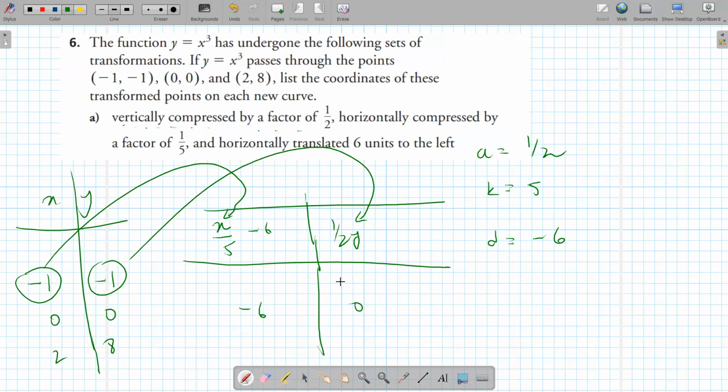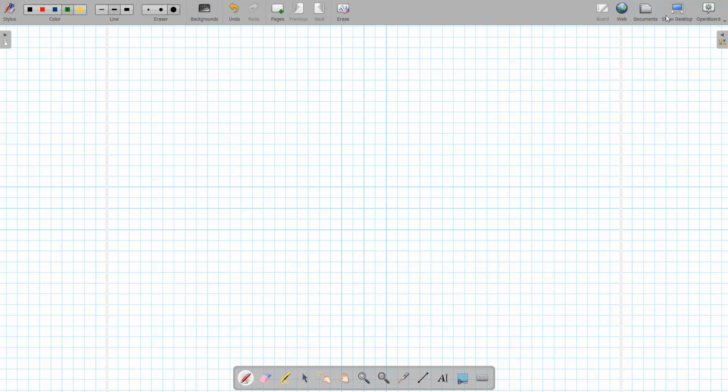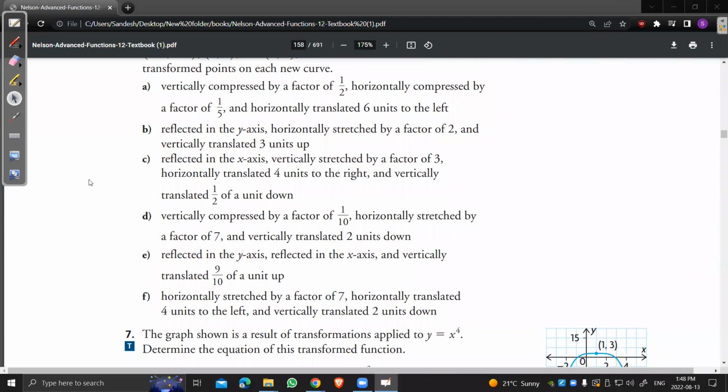So -1 times 1/2 is -1/2. -1/5 minus 6 is what? -6.2 or something close to that. Okay. 2/5 is 0.4 minus 6 is -5.6. And this will be 4. And there you go. That's how you do this question. Okay, so sometimes they'll give you the actual transformations and you're going to have to work backwards. Let's do 1 or 2 more of these.